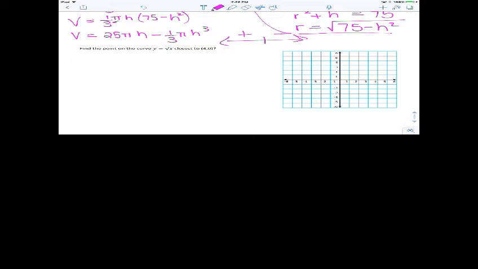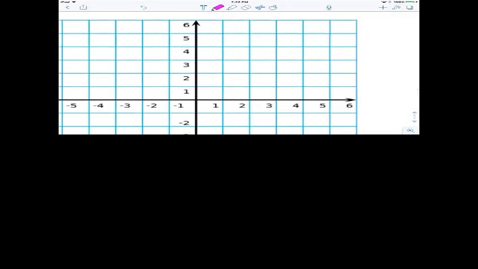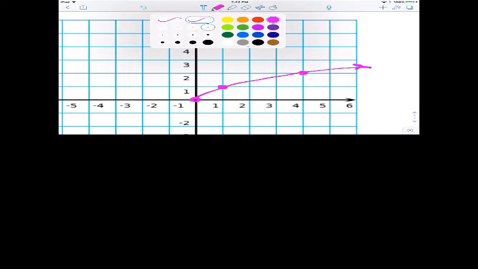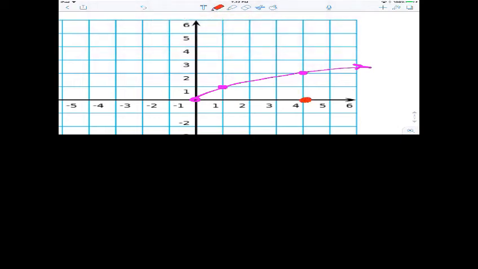So we are going to find the point on the curve y equals radical x that is closest to the point (4, 0). So I'm always going to sketch this. Y equals radical x is (0, 0), (1, 1), (4, 2), and just keeps going like that, right? And I'm looking for the closest point to (4, 0). So I know that that point's 2 away, but the question is, is there a point somewhere over here where maybe it might be a little bit closer, right? So that's what we're looking for.